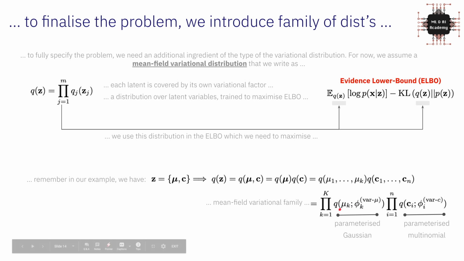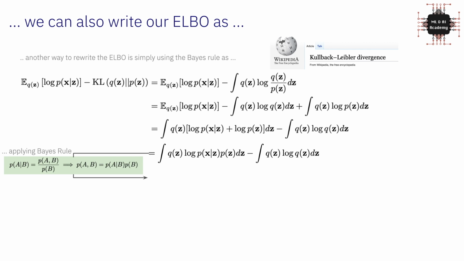So I can write it as q k, or I can just say it's parameterized by its own variational parameters phi k. And similarly for q c. So phi k var mu and phi i var c, these are variational parameters of the distribution that I'm going to try to fit. All right, too much info. Let's recap.